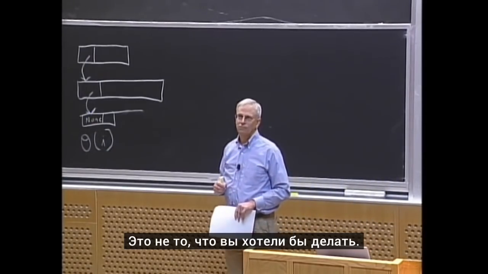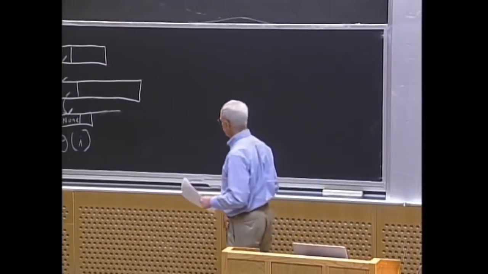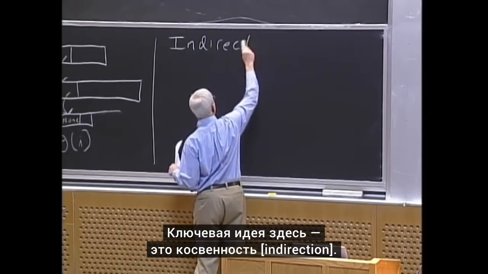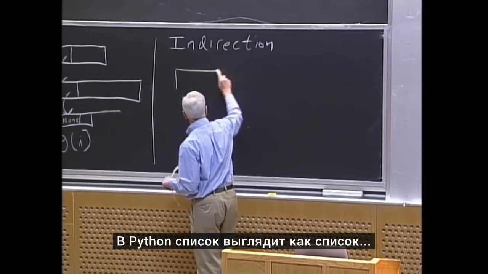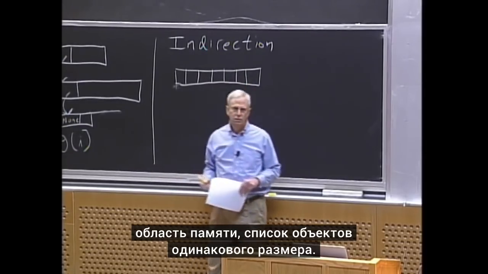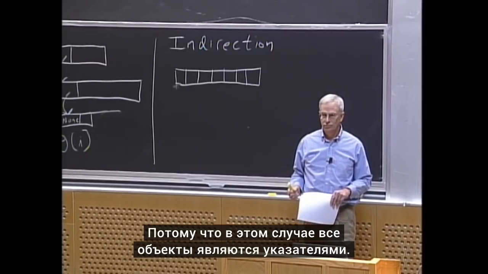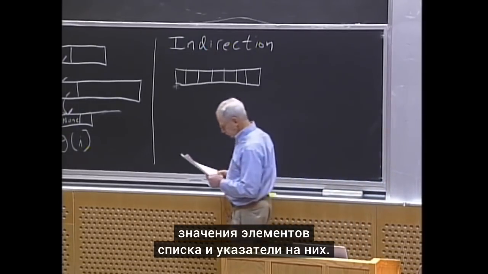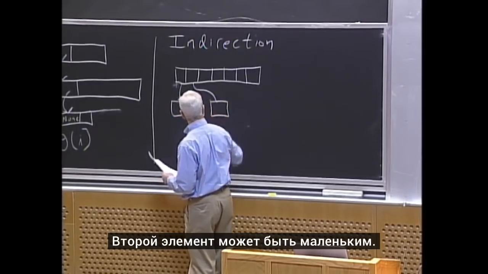So this is not what you want to do. Instead, Python uses something like the picture in your handout. And the key idea here is one of indirection. So in Python, what a list looks like is it is a list, a section of memory, a list of objects, each of the same size. Because now what each object is a pointer. So we've now separated in space the values of the members of the list and the pointers to, if you will, the next one. So now it can be very simple. This first element could be big. Second element could be small. We don't care.